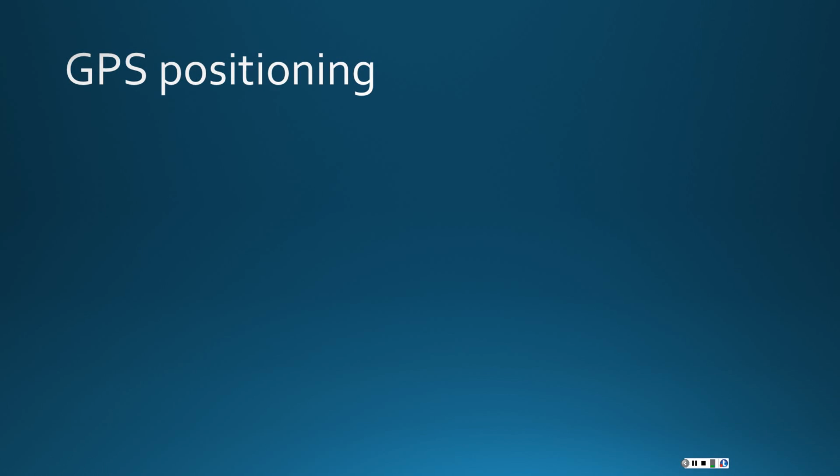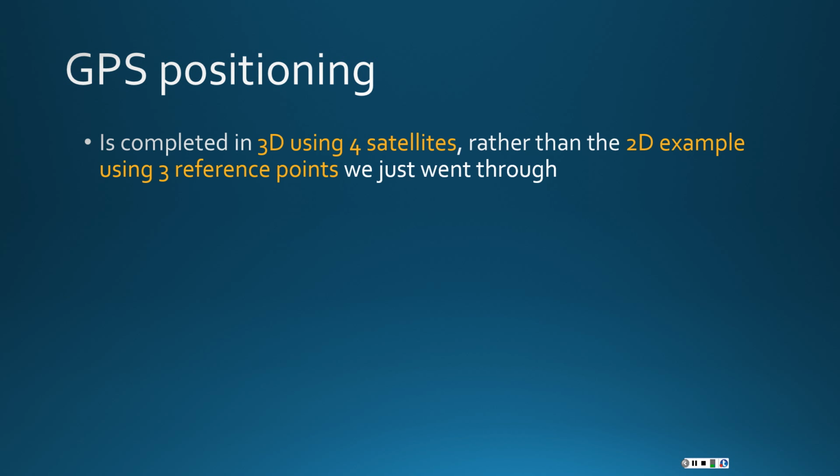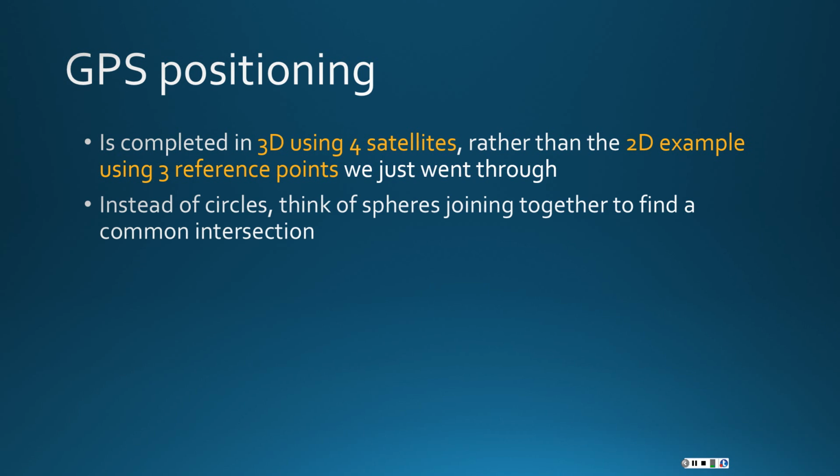GPS positioning is completed in 3D using 4 satellites rather than the 2D example using 3 reference points that we just went through. When trying to determine a position in 3D, imagine using spheres instead of circles or radii to find a common intersection. This is because GPS will also determine your vertical position or elevation on Earth as well.